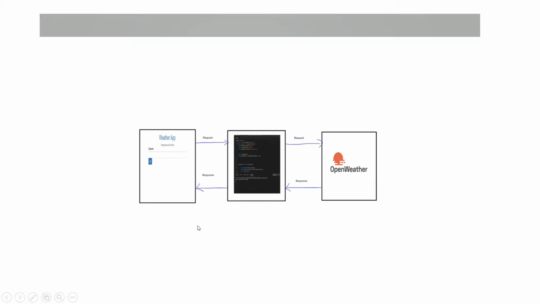So here we will be seeing how exactly we created the front end app and our server, and how we have communicated with the Open Weather API. So before going, I want to give a high level overview of how it is working.